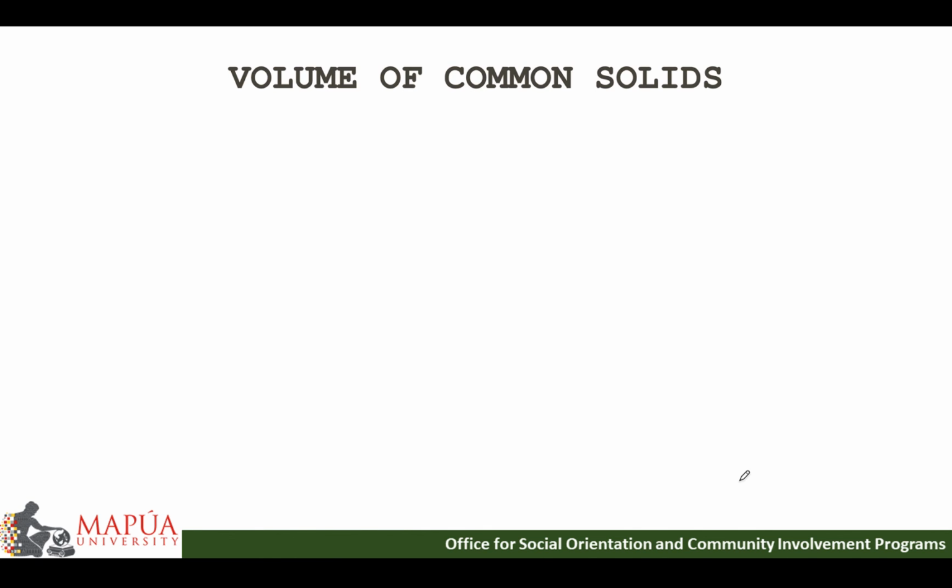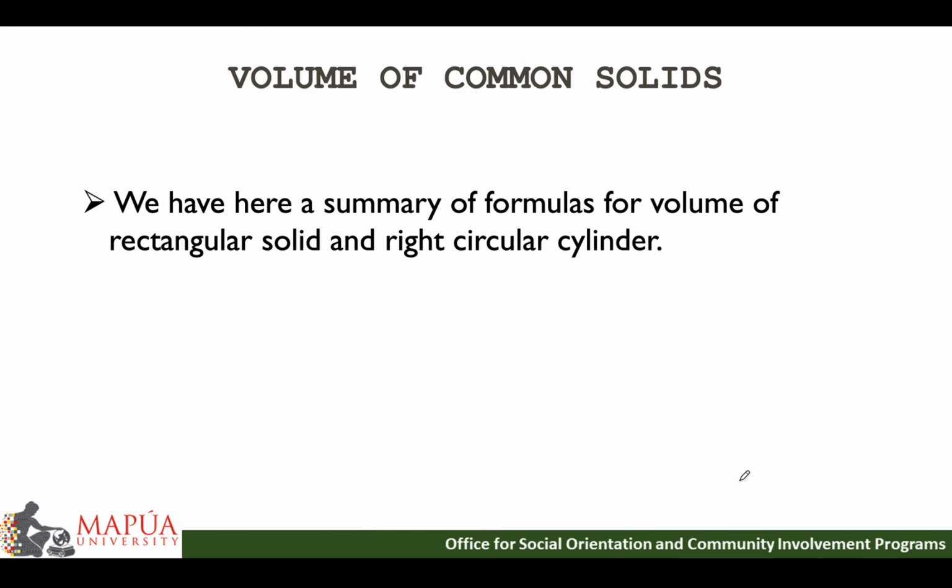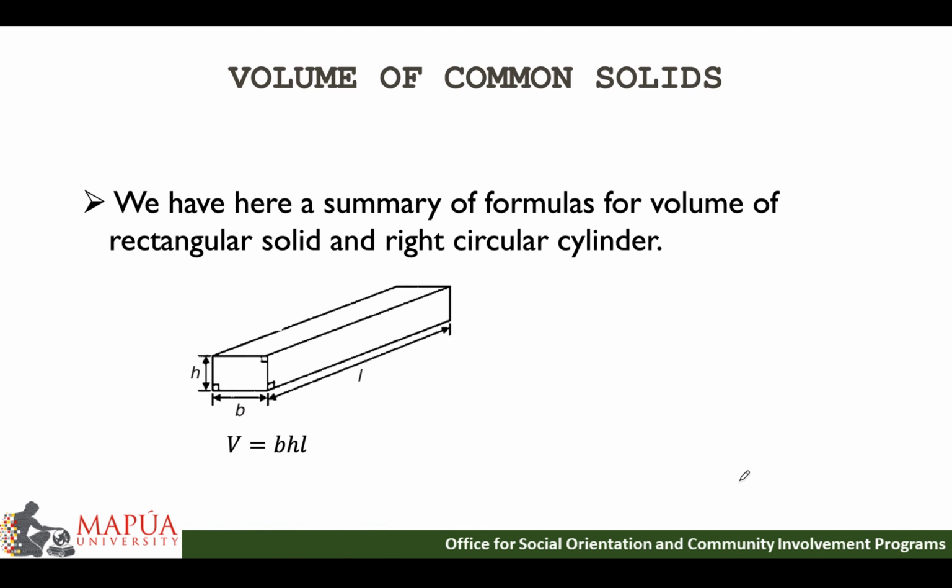Now, let's talk about volume of common solids. So we have here a summary of formulas for the volume of a rectangular solid and the right circular cylinder. This is a rectangular solid with dimensions, the length, the width, and then the height or the thickness. So the volume is equal to base times height, or the width times the height multiplied by the length. And for a right circular cylinder, or simple cylinder, it is equal to pi r squared, that is the area of the circle, multiplied by the height of the cylinder.